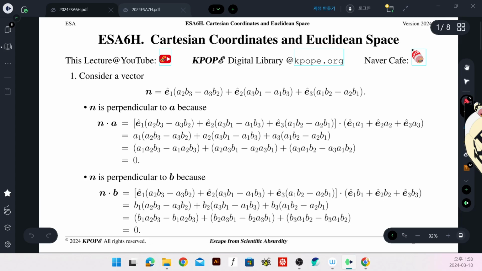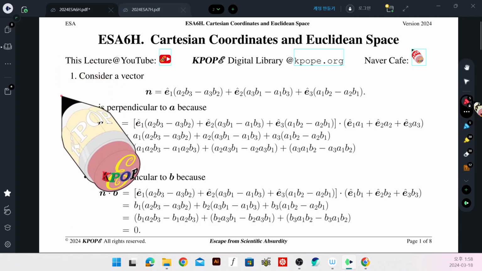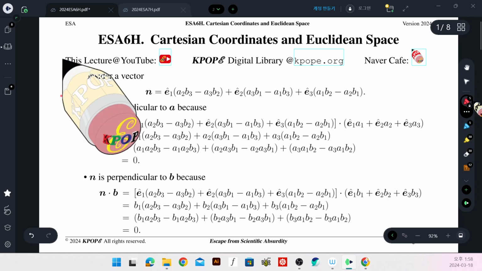Today we study ESA6H, Cartesian coordinates and Euclidean space. Until now, we have studied how to compute the area of a parallelogram spanned by two vectors, A and B.